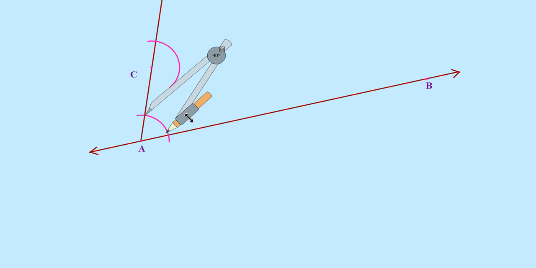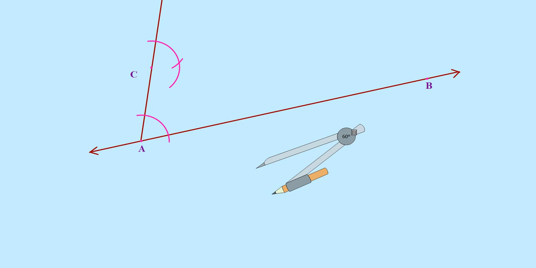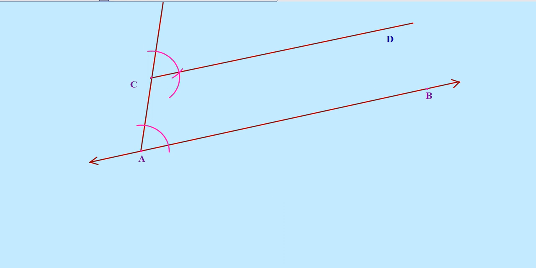Now measure the length of this arc. Now with the same radius, with this intersecting point as center, cut the previous arc. Now join this point to C. You will get a line parallel to AB. Here CD is parallel to AB.